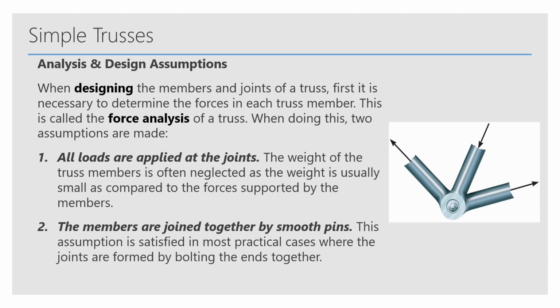The weight of the truss members is often neglected, as the weight is usually small compared to the forces supported by the members. The members are joined together by smooth pins. This assumption is satisfied for most practical cases. If you imagine or ever see a truss, you always see the members going to a singular point, which is normally a pin.